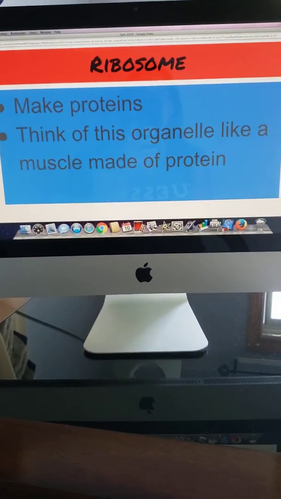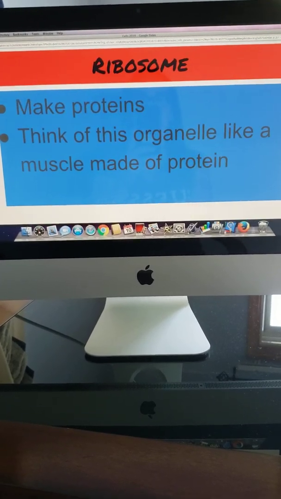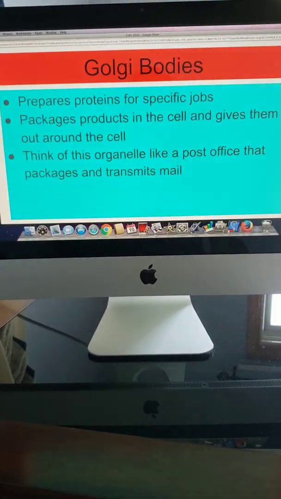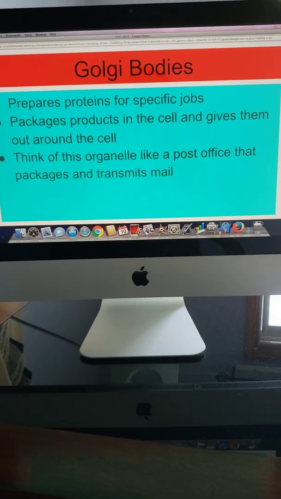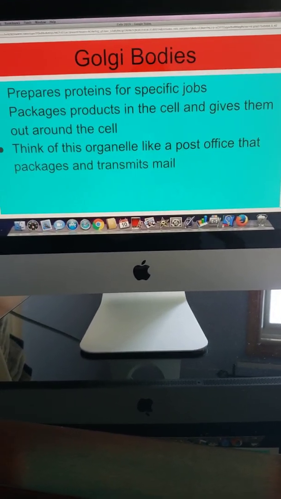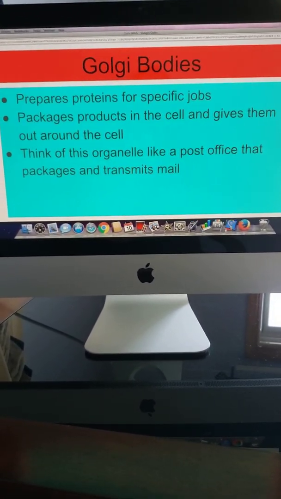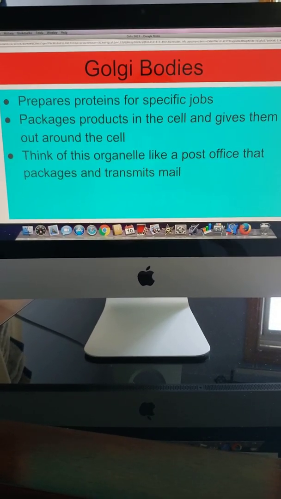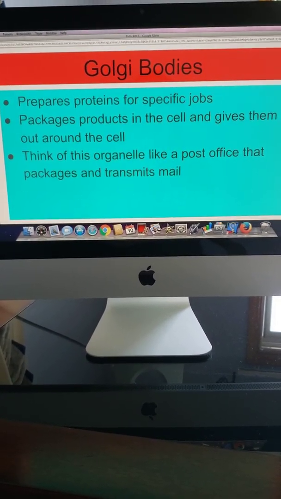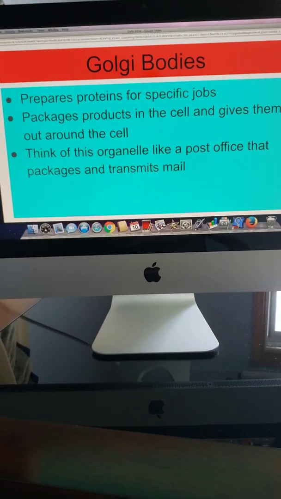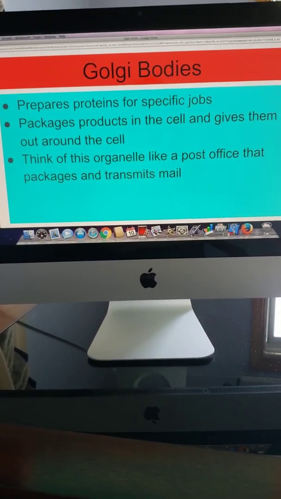Ribosomes, both plant and animals have ribosomes. Ribosomes make proteins. Golgi bodies, which is often confused with endoplasmic reticulum, and I saw that confusion in some of your work the other day. The Golgi bodies prepare the proteins for specific jobs. And packages products in the cell.